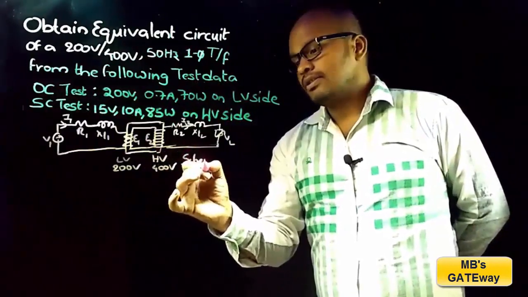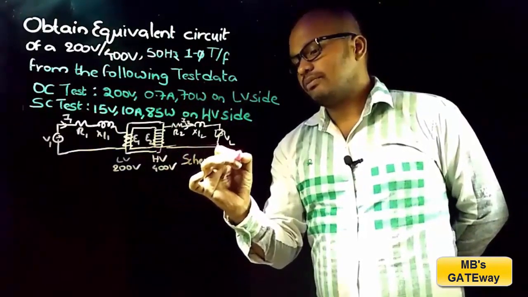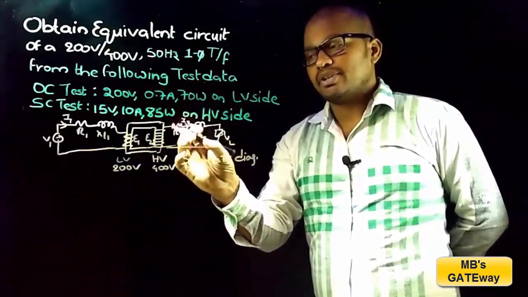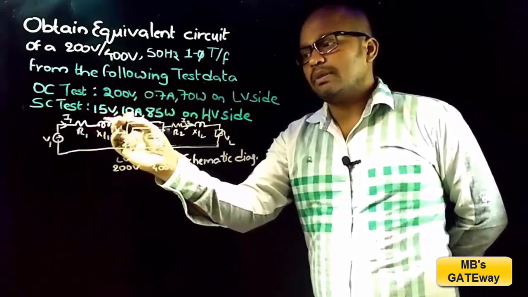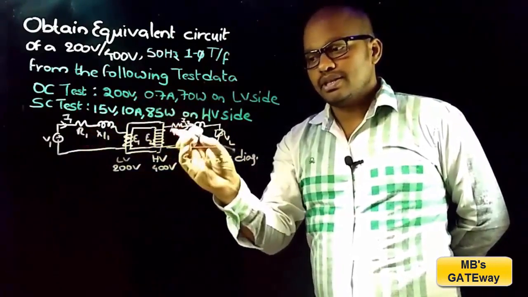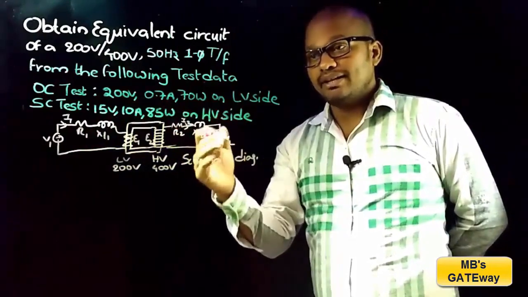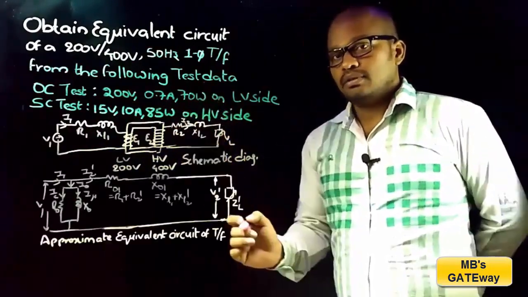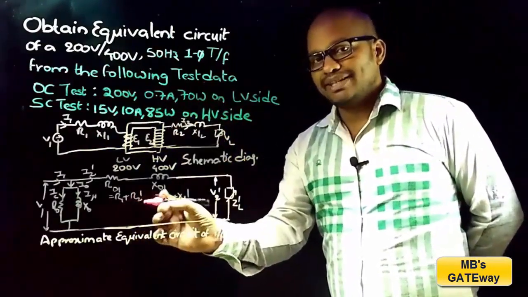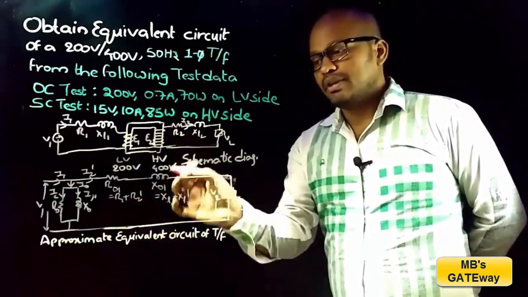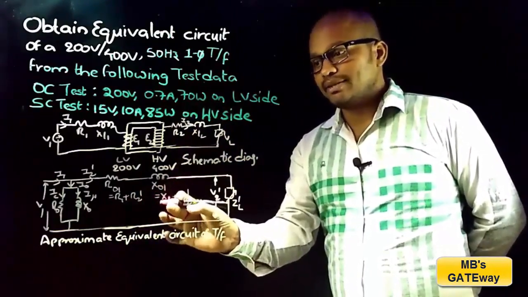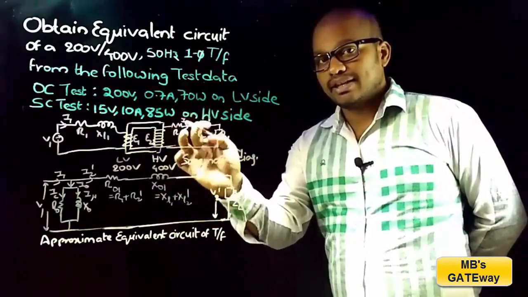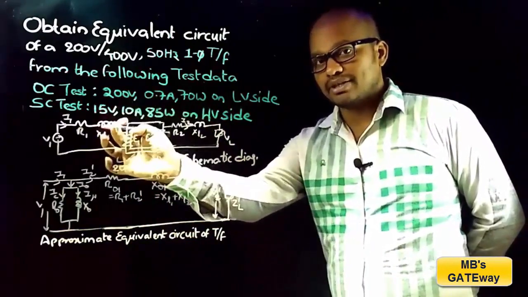This is the schematic diagram of transformer. By bringing the secondary side parameters to the primary side, or by bringing primary side parameters to the secondary side, we can obtain the electrical equivalent circuit of transformer. And this is the approximate equivalent circuit of transformer, and this equivalent circuit is obtained by transferring the secondary side parameters to the primary side.